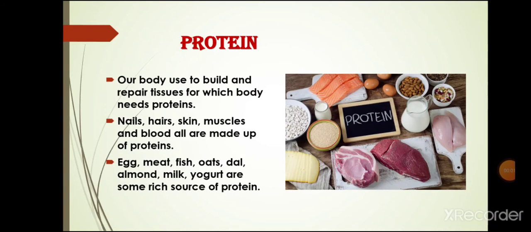Our next nutrient is protein. Students, protein is also known as body building food. Why is it known as body building? Because proteins are essential for the growth, repair and maintenance of our body. In our body, our nails, hair, skin, muscles, these are all made up of protein. Some common foods which are rich in protein include pulses, beans, nuts, milk, cheese, egg, fish, and many more other food items.